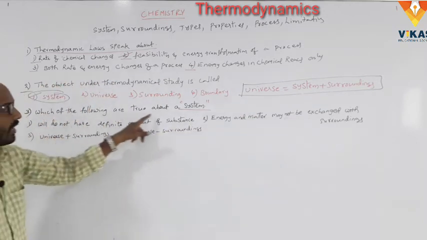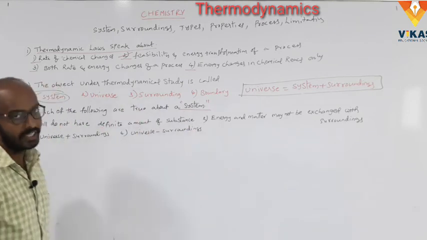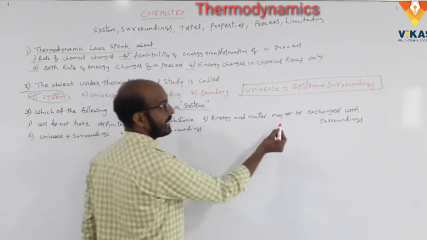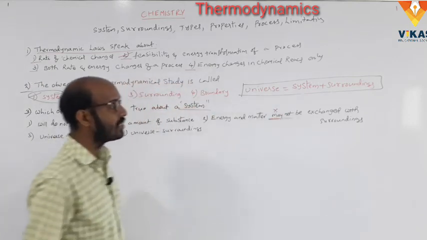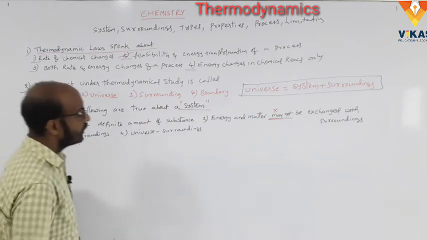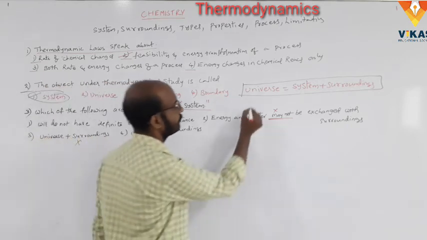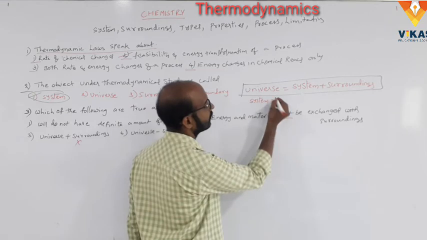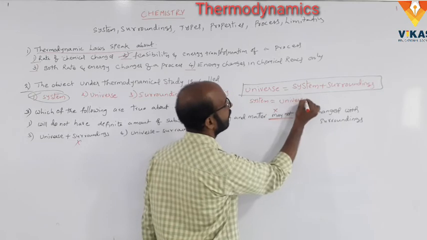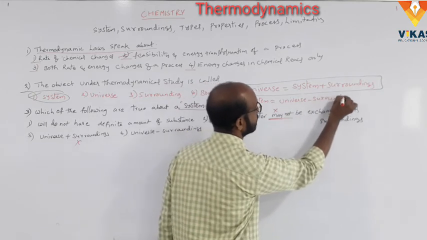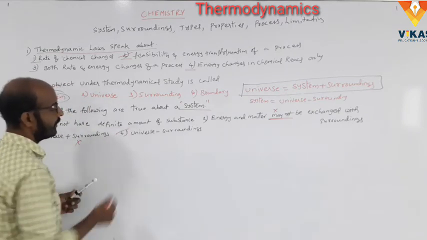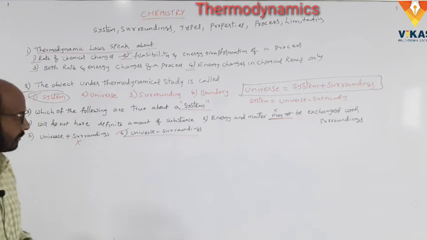Which of the following are true about the system? System గురించి ఇందులో true ఏంటని అడుగుతున్నాడు. One is that it does not have a definite amount of substance, energy and matter may not be exchanged with the surroundings. And third one, universe plus surroundings is wrong. And fourth one, universe minus surroundings. So we write the system is equal to, సరౌండింగ్స్ ఇటు తీసుకురండి, system is equal to universe minus surroundings. So answer is the fourth one, universe minus surroundings. Clear?